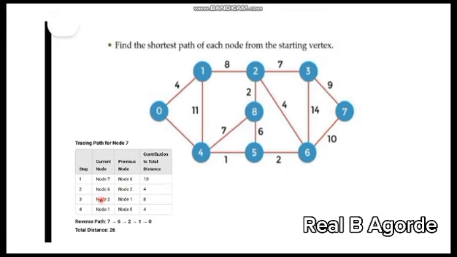Then from node 2, we reach node 1, contributing 8. Finally, from node 1, we arrive at node 0 with a weight of 4. So its path is 7, 6, 2, 1, 0. So that's the shortest path for node 7.